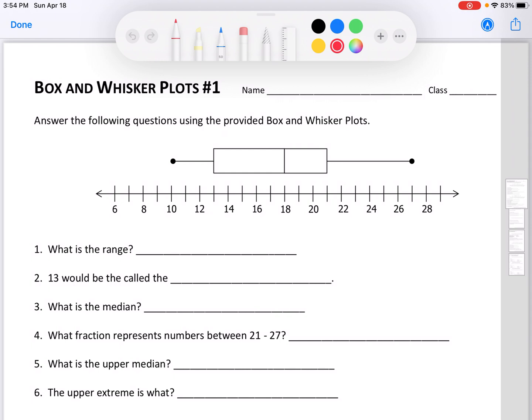So range is subtracting your largest and your smallest number in your data set. A box and whisker plot has 5 points and it is divided into 4 sections by medians. So I have my 2 points. I go straight down, so I'm doing 27 minus 10 because I want to find the range, the distance between the highest and the lowest point, and I get 17. 13 is right here. That would be called the first quartile.